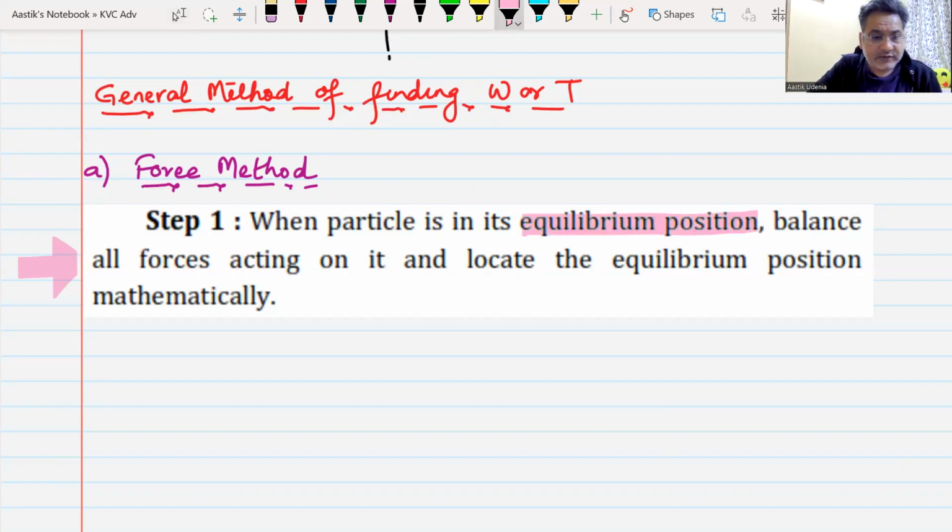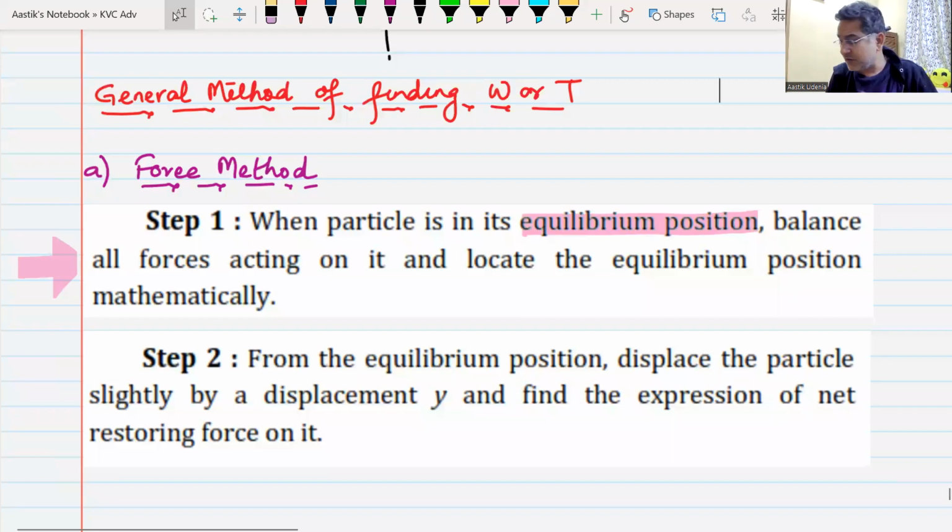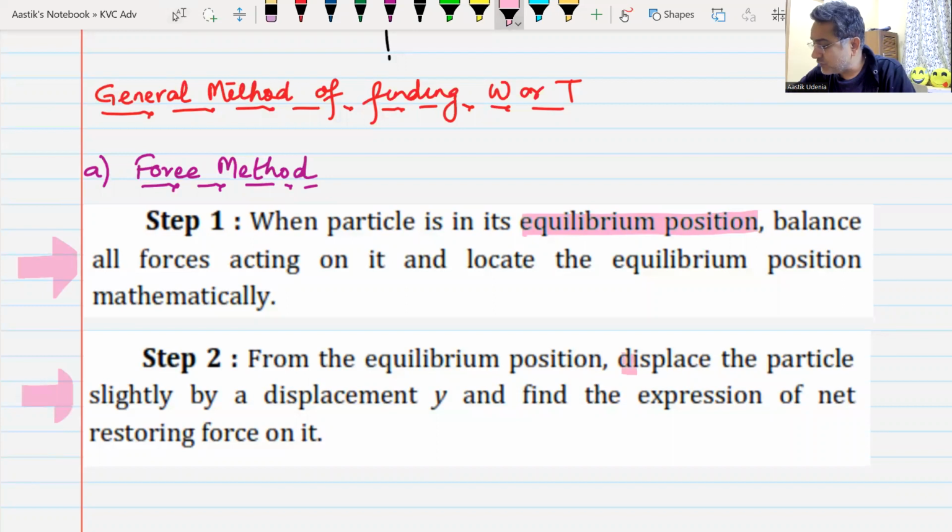Okay, then comes the next step. Please first listen to what I'm saying, and then I'll give you time to write it down. Don't worry. First listen to what I'm saying. So what is the next step? Once you have drawn the equilibrium condition, then what will you do? From the equilibrium position, displace the particle by a very small displacement y. Since you have displaced the particle, it will not be in equilibrium. You have to find out the net force on the body.